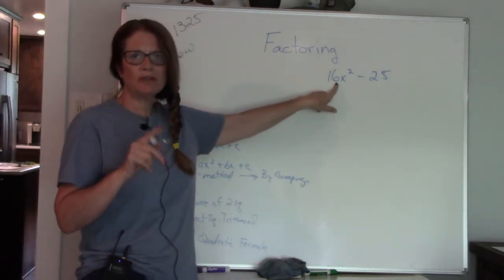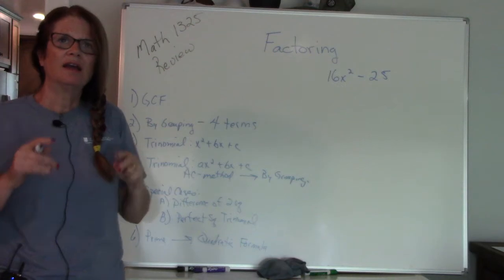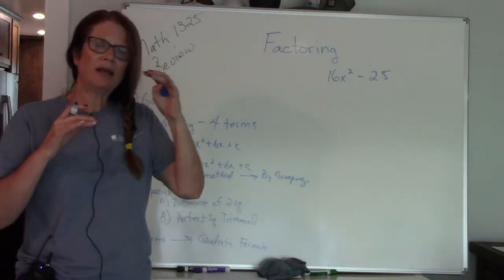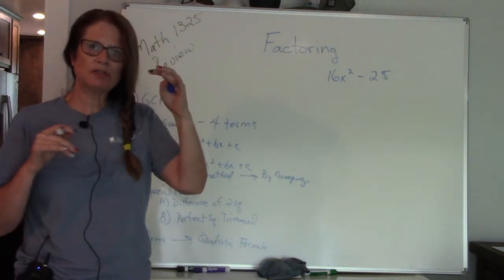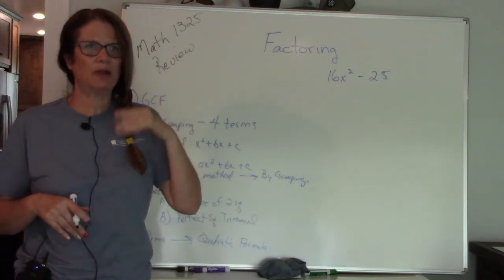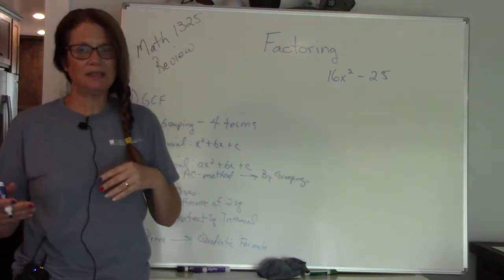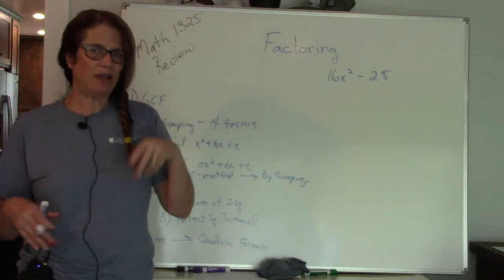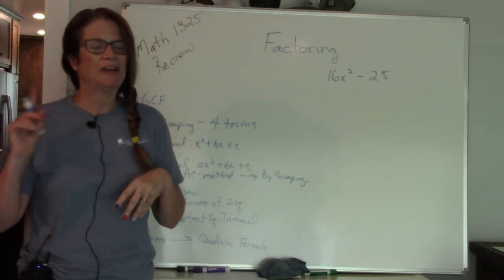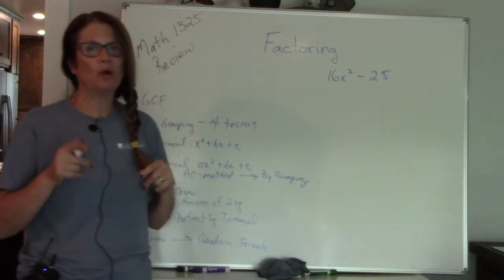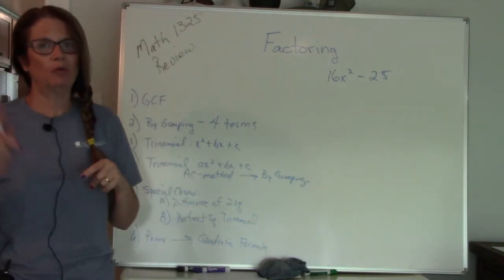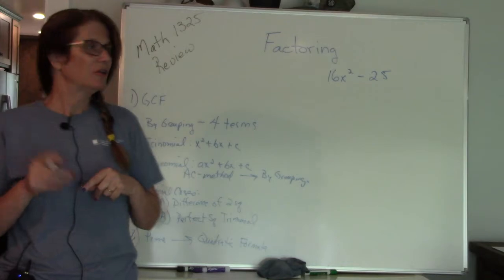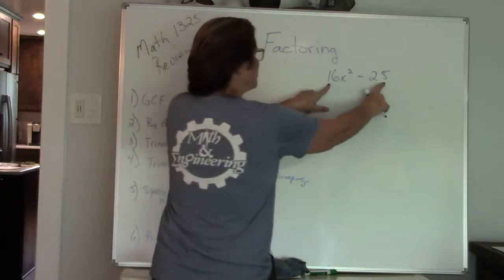Remember, a perfect square is a number that you get when you multiply the same value. So 2 times 2 is 4. 4 is a perfect square. 4 times 4 is 16. 16 is a perfect square. 5 times 5 is 25. 25 is a perfect square. The one that a lot of people forget is 1 times 1 is 1. So 1 is also a perfect square. Okay, so we have 2 perfect squares.